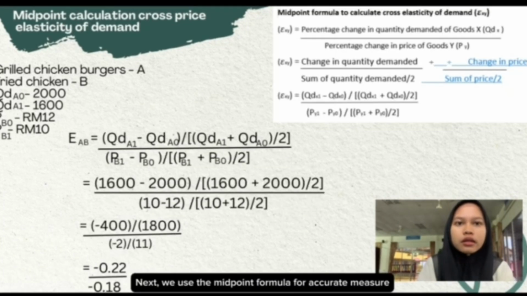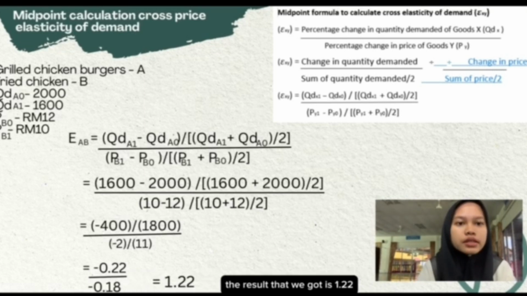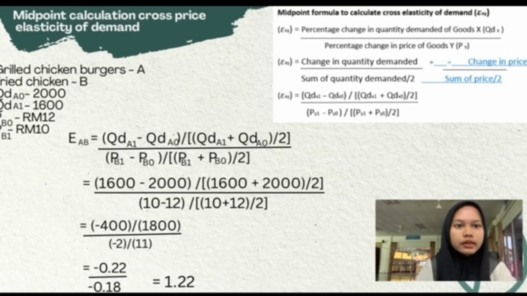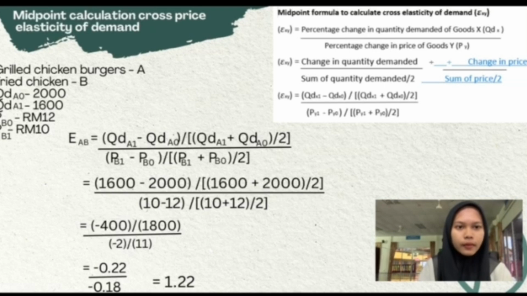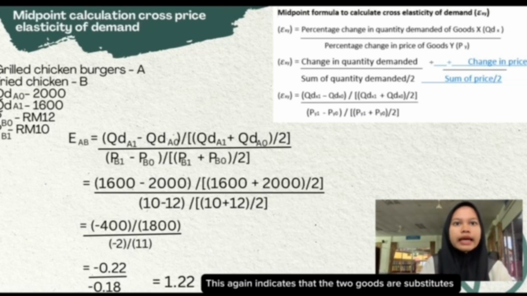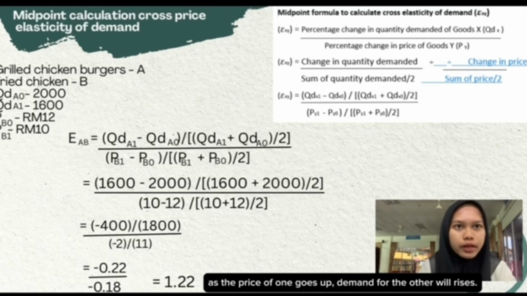Next, we use the midpoint formula for a more accurate measure. The result that we got is 1.22. This confirms the earlier finding. This again indicates that the two goods are substitutes. As the price of one goes up, demand for the other will rise too.